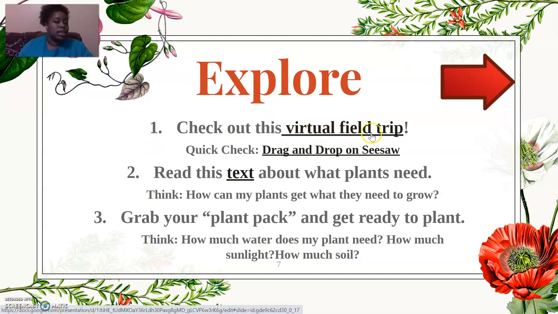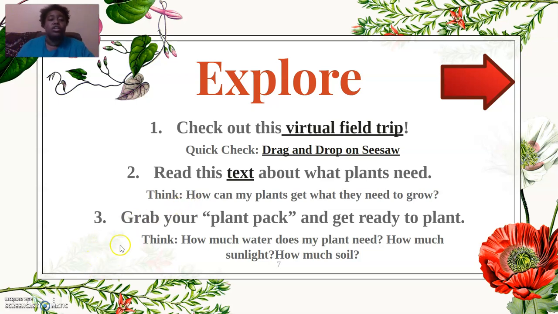You'll click on this link and it'll take you to a virtual field trip. Then you'll do a quick check of a drag and drop on Seesaw just to see if you know the steps of a plant life cycle. Then step 2 in your explore phase, you will read a text about what plants need. And as you read, I want you to think about, how can my plants get what they need to grow?